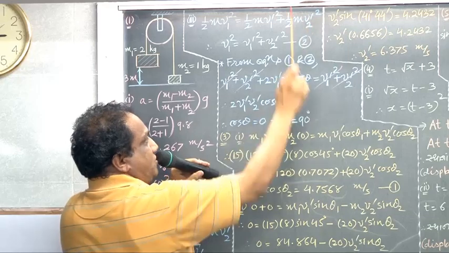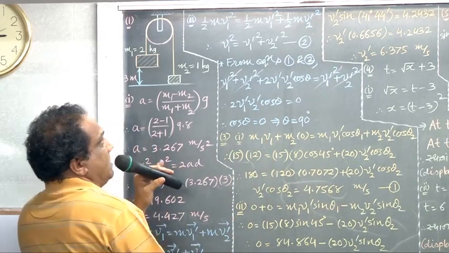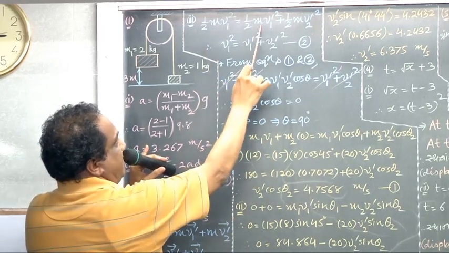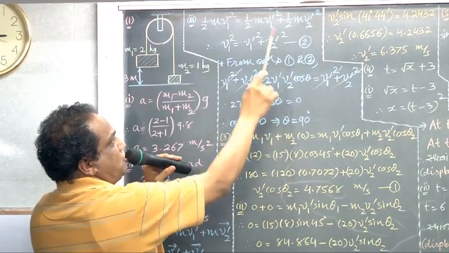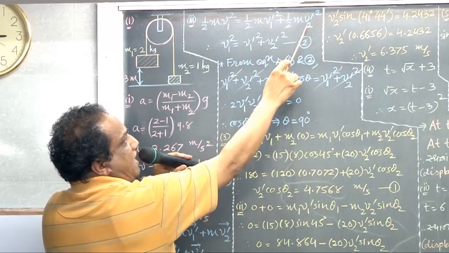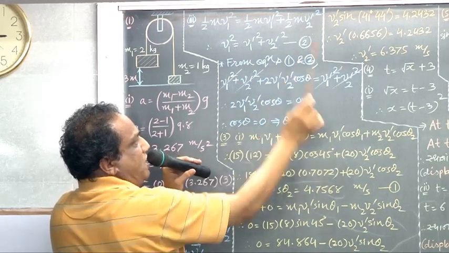Half m v2 dash square. Come on, half m, you can cancel throughout the equation. You will get v1 square equals v1 dash square plus v2 dash square. Give it equation number 2.